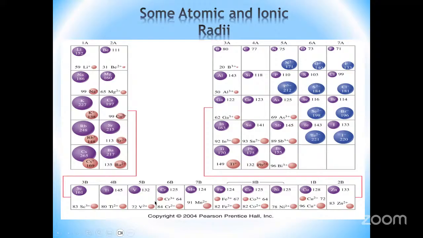If you look at, for example, chromium 3+ and chromium 2+, the size of the chromium 3+ is 64 picometers. The size of the chromium 2+ is 84 picometers. One can clearly see that the chromium 3+ is smaller compared to the chromium 2+. That makes sense because the chromium 3+ has one less electron compared to the chromium 2+. So therefore, the nucleus will have a greater pull on the surrounding electrons in the case of chromium 3+, and therefore its size will be smaller compared to the chromium 2+.